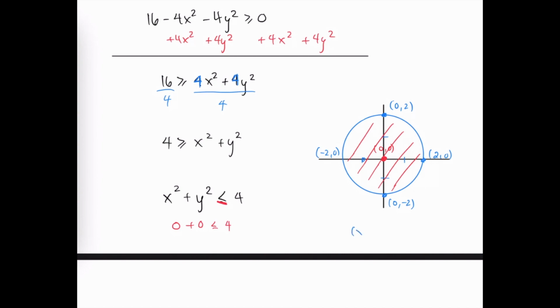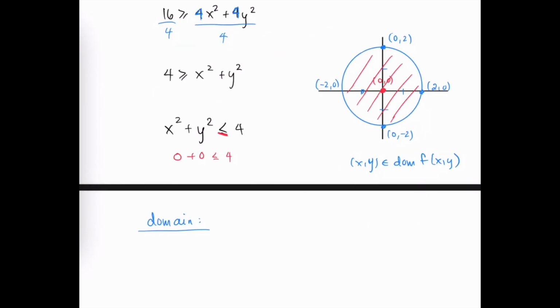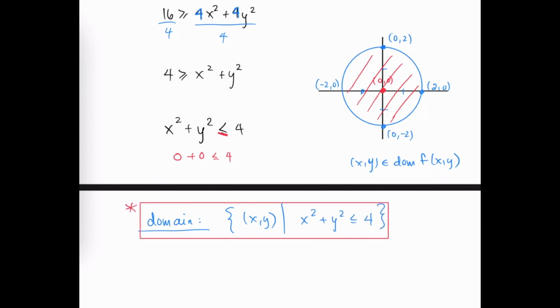So any of the xy ordered pairs that are inside this circle or on the circle itself are xy ordered pairs that are in the domain of this surface function. And the way that we would officially express that domain is to say the set of all xy ordered pairs such that x squared plus y squared is less than or equal to 4.